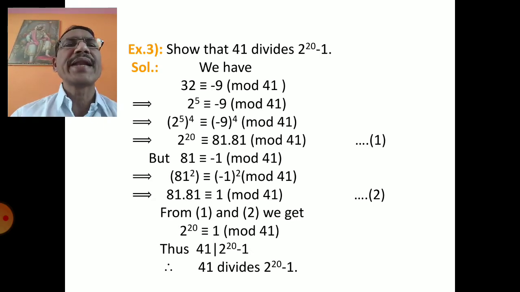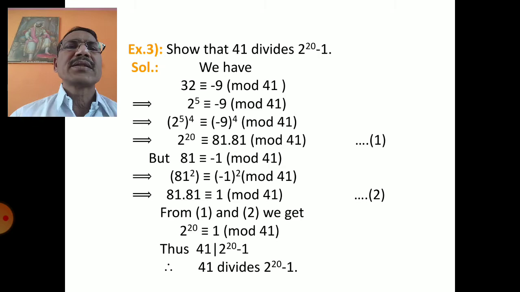this means 41 divides 32 minus of minus 9. Minus of minus 9 means 32 plus 9. 32 plus 9 is 41, and we know that 41 divides 41. Therefore, we have 32 is congruent to minus 9 mod 41. But 32 is written as 2 raised to 5, and therefore we have 2 raised to 5 is congruent to minus 9 mod 41.